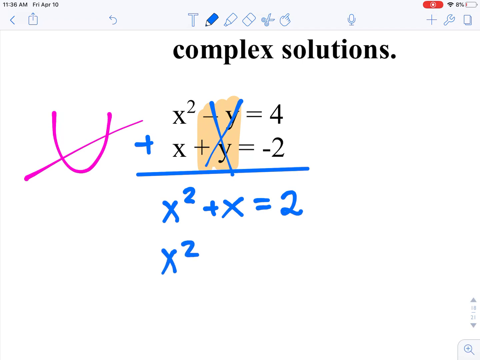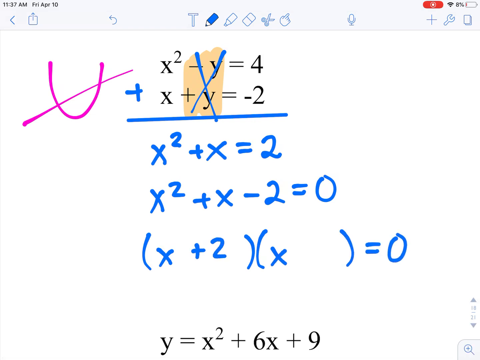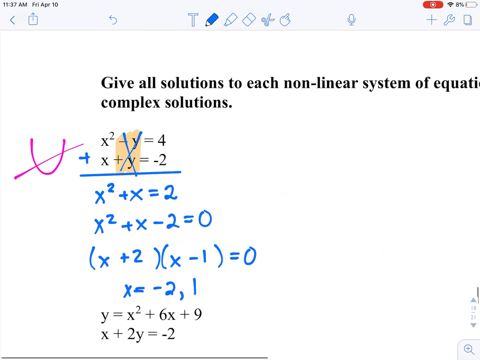This is now something that is factorable, so we can get it equal to 0 by subtracting 2 over. And let's go ahead and factor. What multiplies to -2 and adds to 1 is a +2 and a -1. Solving, we end up with x equals -2 and 1. So now we know that we're going to have two solutions, and the x coordinates of those solutions are -2 and 1.